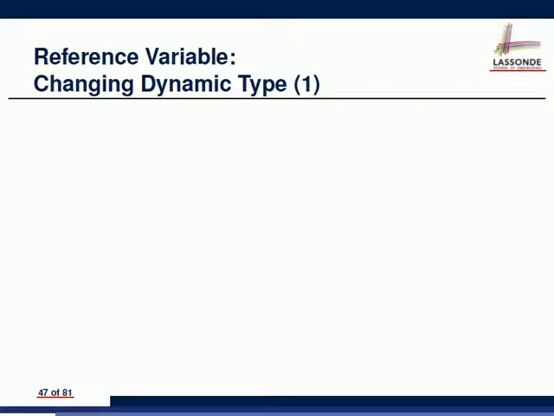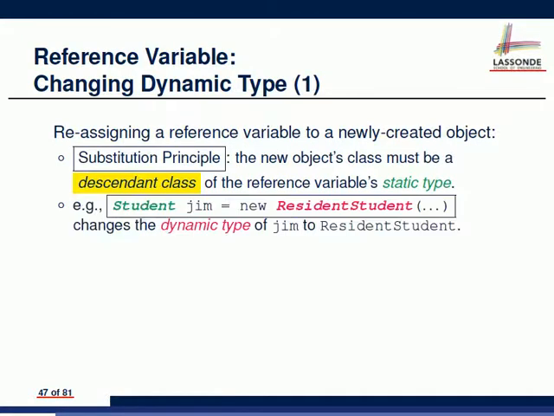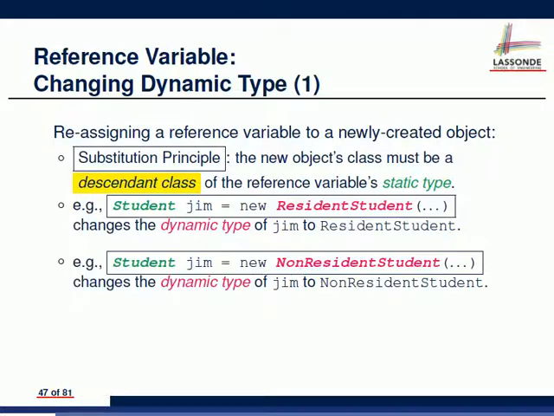The first way is very easy. Whenever you use the new keyword, that's changing the dynamic type. Let me give you one example here. When I say Jim is assigned to a new ResidentStudent object, what do I mean? After executing this assignment, the dynamic type of Jim is going to become ResidentStudent. It's going to point to a ResidentStudent object.